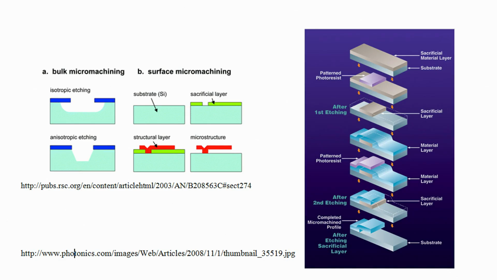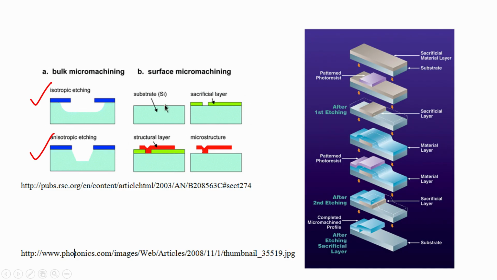So, if you see, this is an example of the bulk micro machining and surface micro machining. You can see in bulk micro machining there is an isotropic etching and then there is an anisotropic etching, right. Then we have surface micro machining.